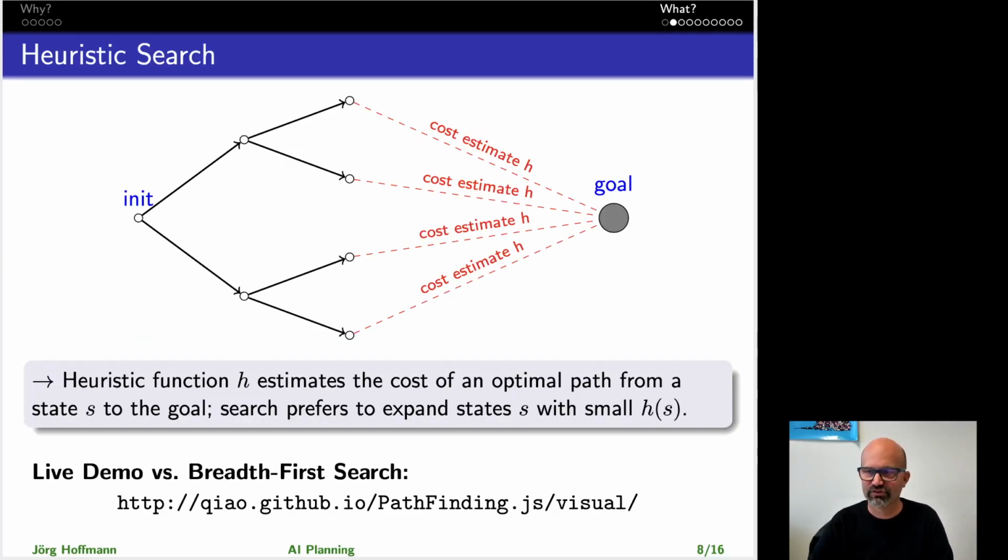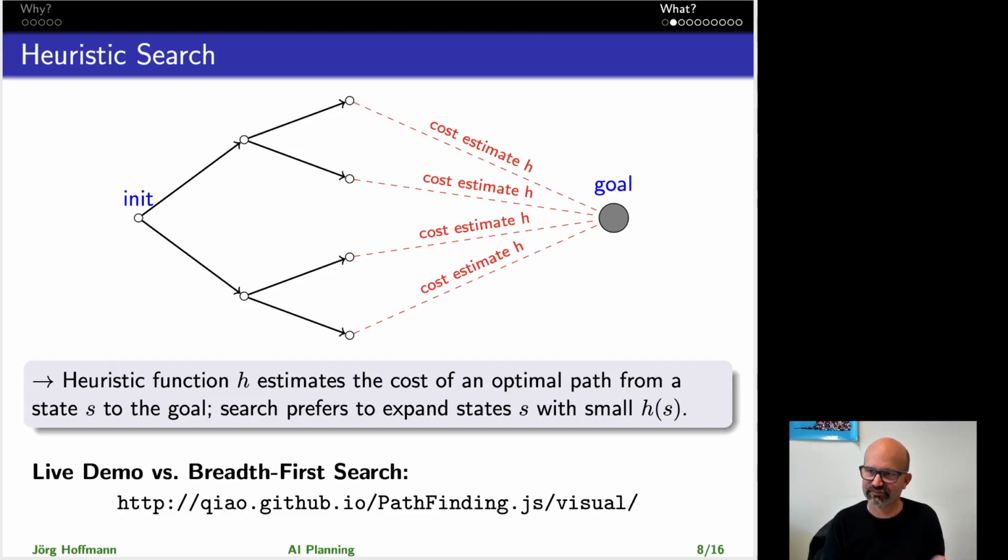We will mainly focus on heuristic search, which has been the most prominent and successful paradigm in AI planning in the last 2 decades. The principle is quite simple. We start at the initial state, we search towards the goal. We have to avoid exploring the entire state space, which would be infeasible. To this end, we employ a heuristic function. This is a function that maps states to numbers estimating the distance to the goal or the remaining cost to the goal. And then the search simply prefers states that appear to be closer to the goal.